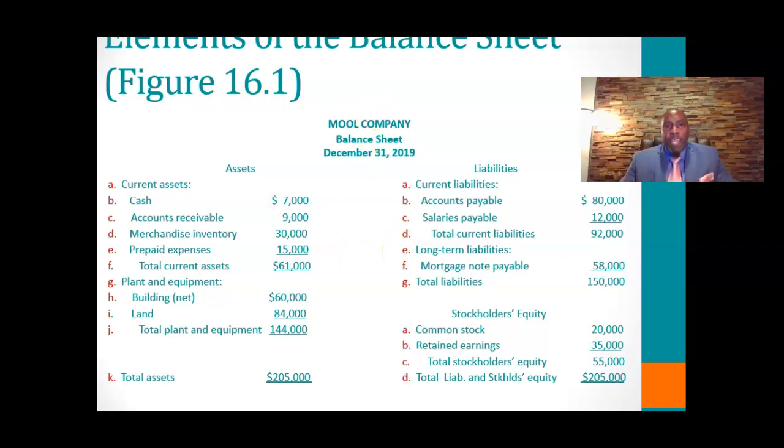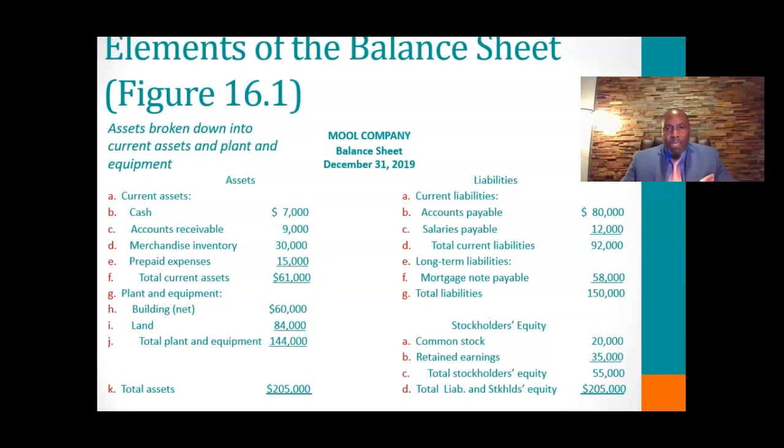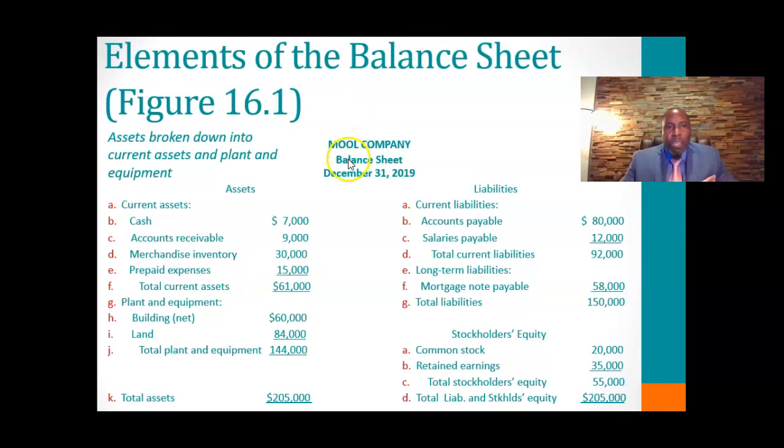So here we have a sample of what's known as a balance sheet. Let me try to make this a little better for you. There we go. The balance sheet is broken down between assets, liabilities, and owner's equity. For the asset category, we have what's known as current assets and what's called plant and equipment assets.